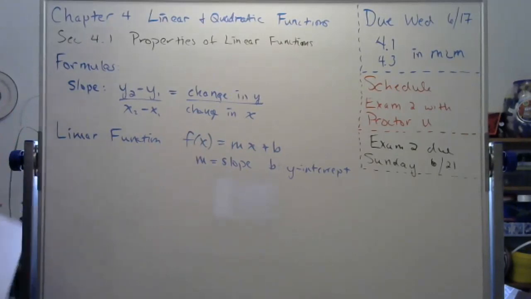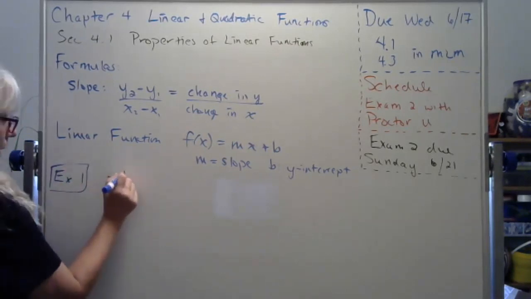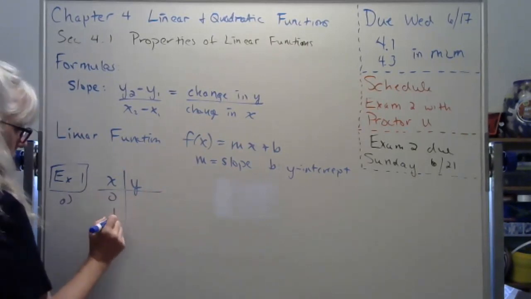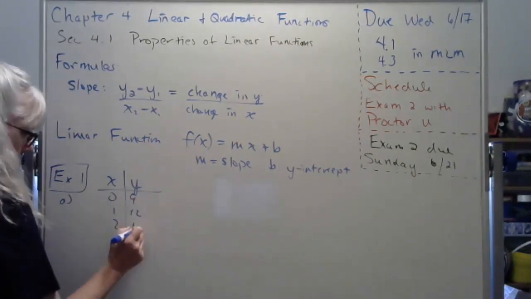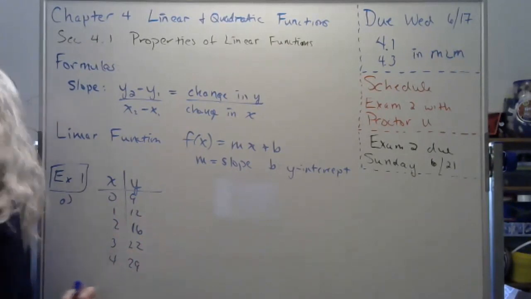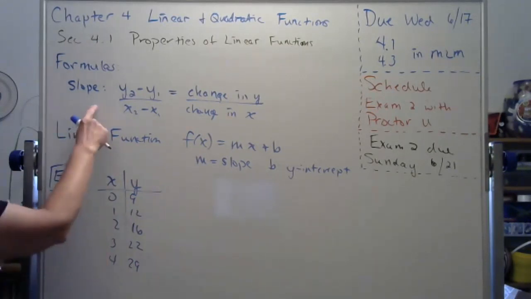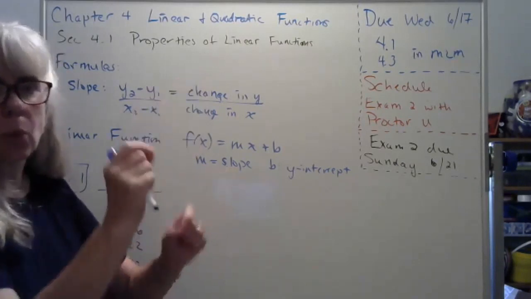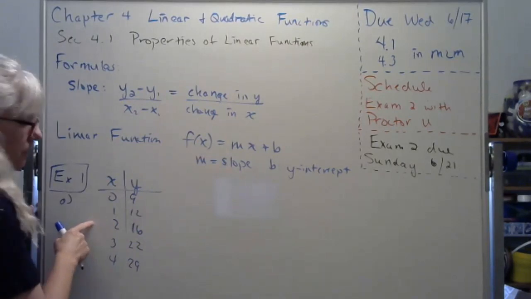So the very first question in the example, so example 1 is going to give us a bunch of points in a table format. So this is part A on that one. So it says we have 0, 1, 2, 3, 4 for my x's, and my y's are 9, 12, 16, 22, and 29. And what they want to know is whether or not this table of data represents a linear function. Well, in order to be a linear function, your slope has to be a constant. So it can't be like the average rate of change problems where it depended on which 2 points you picked, you got different slopes. This time, you have to have the same slope between every pair of points.